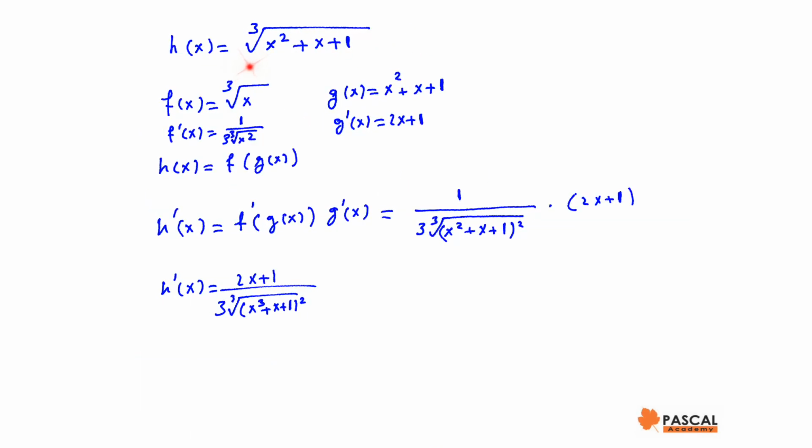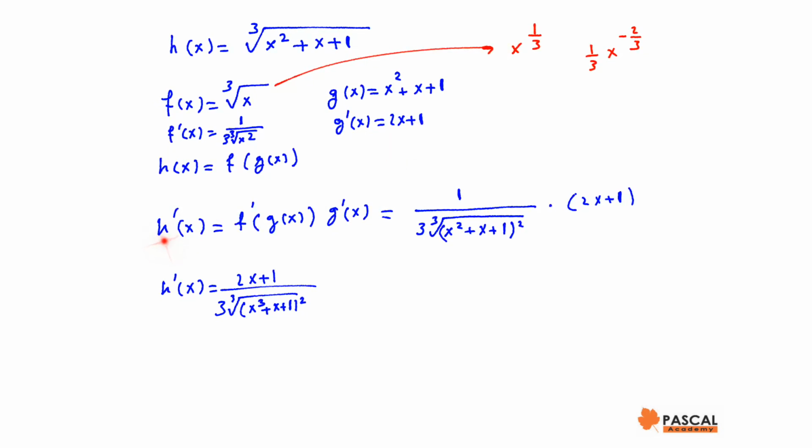Let's have another example. h of x equals the cube root of x squared plus x plus 1. If we assume f of x is the cube root of x and g of x is x squared plus x plus 1, h of x is f of g of x. The derivative of f of x is 1 over 3 cube root of x squared. Notice that the cube root of x is x to the power of 1 over 3, and its derivative is 1 over 3 x to the power of negative 2 over 3. And g prime of x is 2x plus 1.